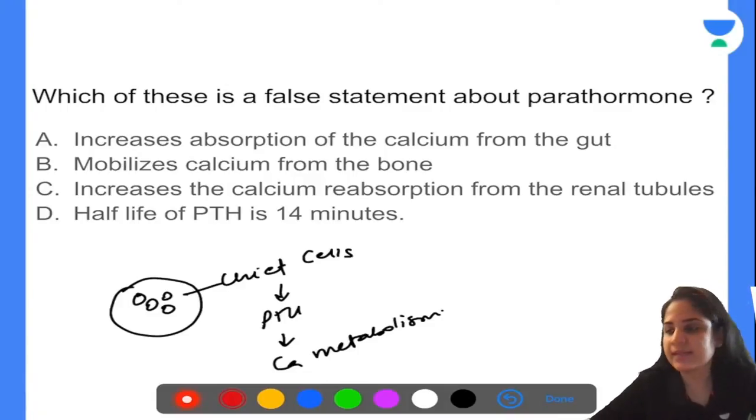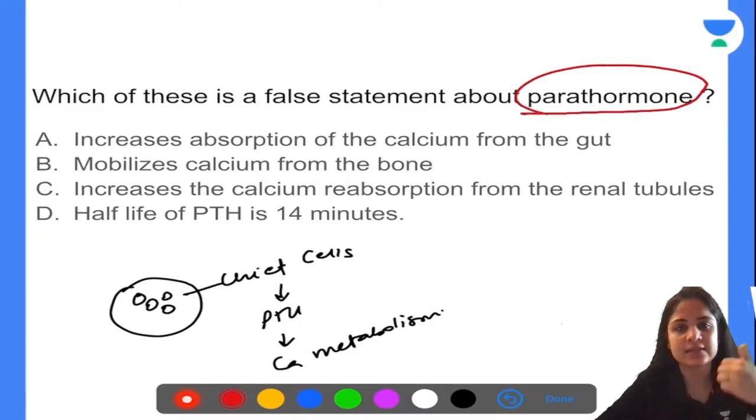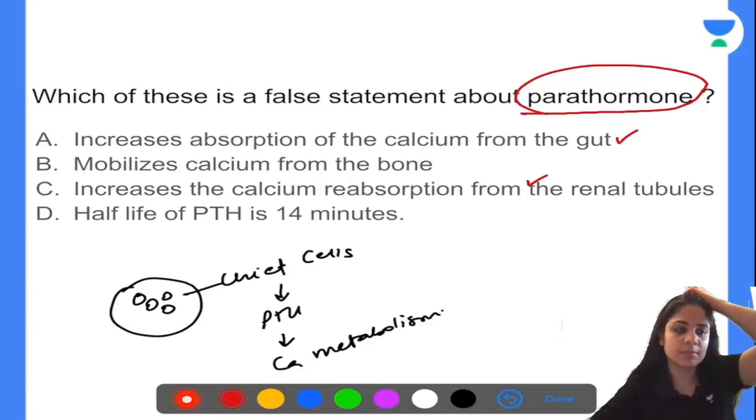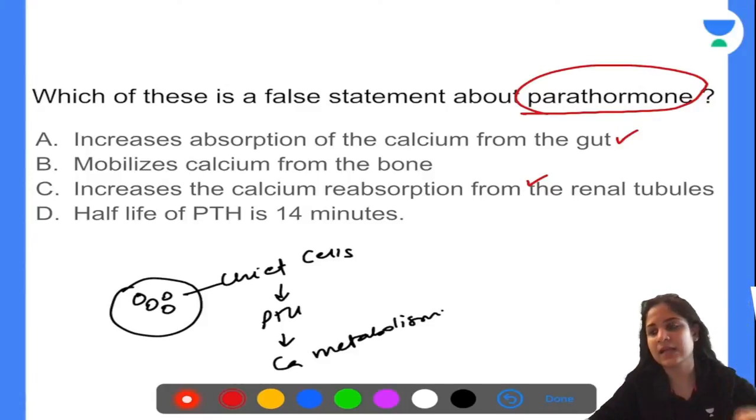Okay, so can anyone tell me what does parathormone do basically? It increases the blood calcium levels, correct? So to increase the blood calcium levels, it has to absorb calcium from everywhere. So it will absorb it from the gut, it will reabsorb it from the renal tubules. And what is the third thing? It will also mobilize it from the bone into the blood vessel, okay? So it has to increase the serum calcium levels. So it will mobilize the calcium from the bone. It will not deposit it on the bone. It will take it from the bone and bring it to the blood. Okay. So all these three are correct.